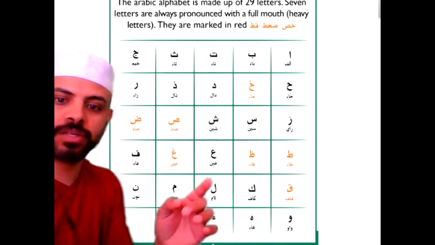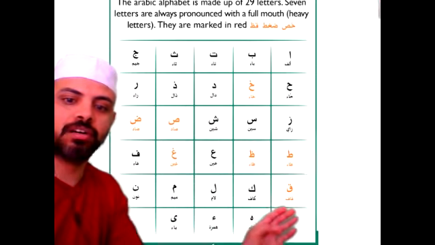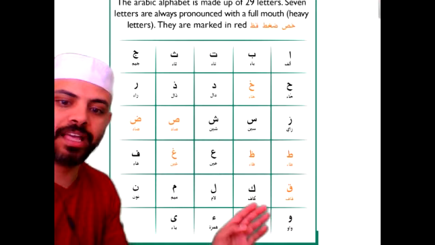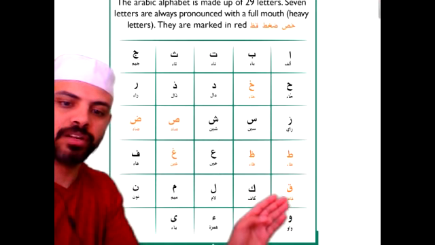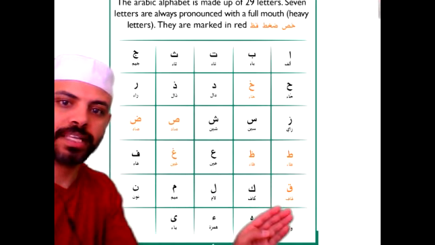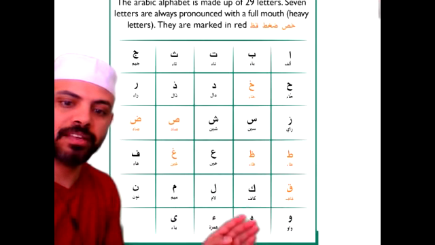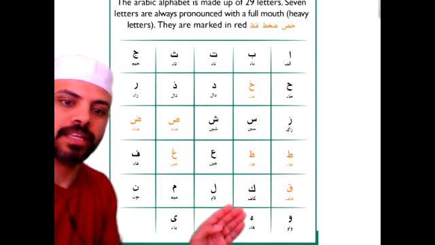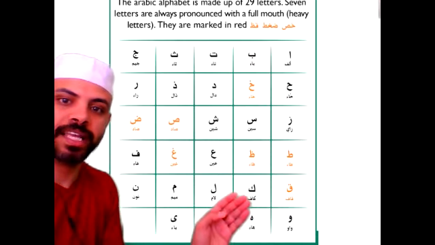So what else do we need to do? Very simple here: kaf and qaf. Let's do ka, qa. Ka, qaf. Very nice. Faster. Now say qa, ka. Qaf, ka. Nice. Faster. Qaf, ka. Nice.